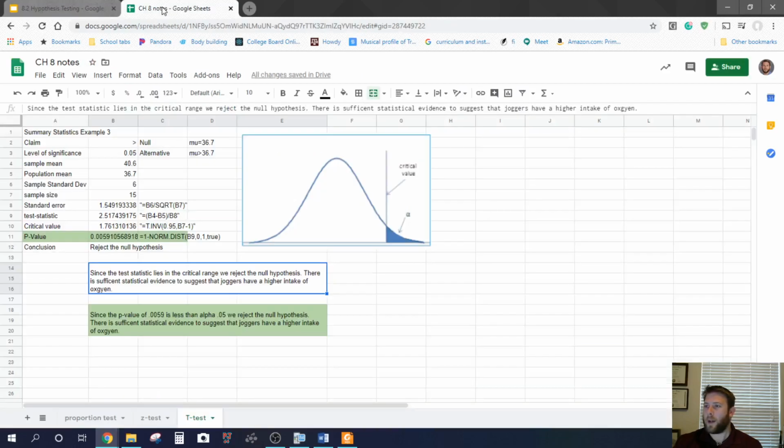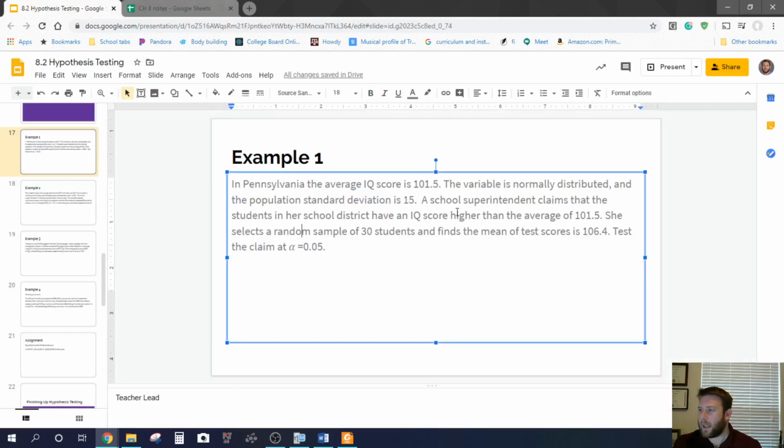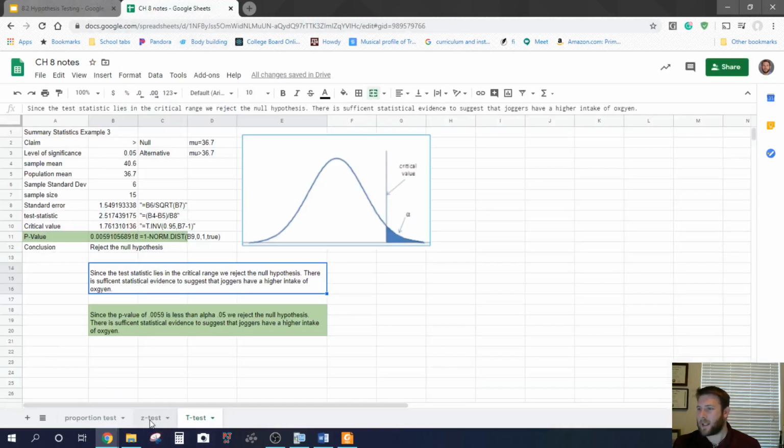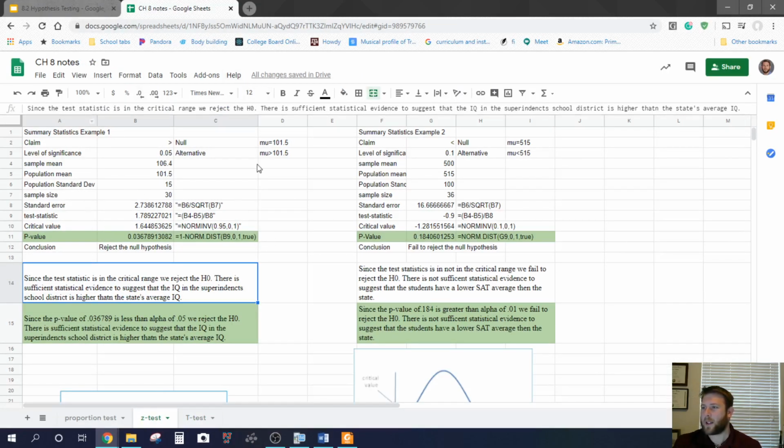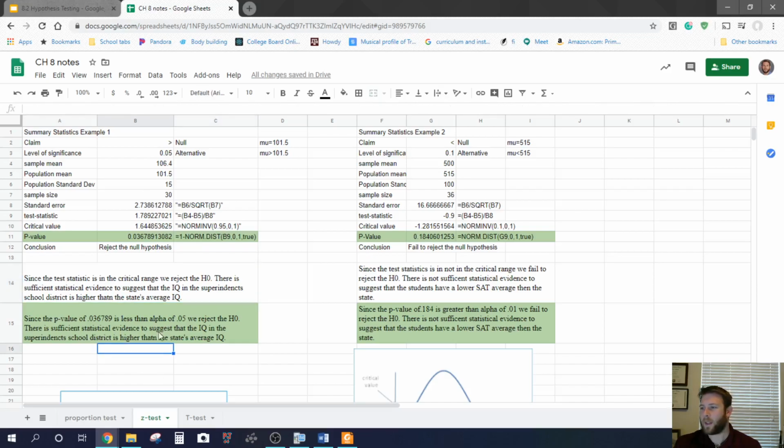Let's see here. This is the Pennsylvania IQ score example. So we're at the z-test, looking at this example right here. We already have everything set up from before: our null, our alternative, our sample mean, population mean, standard deviation, sample size, all that stuff. The difference here is we need to find this p-value.